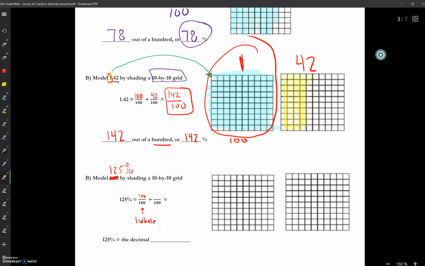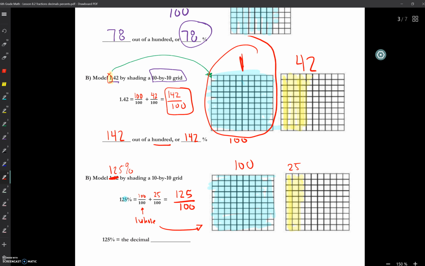And so now I'm going to take my one whole and I'm going to shade it in over here. So I'm going to shade all this in here. There's my one whole shaded in. So I have 100 shaded, and then now I just need 25 shaded, and so I'm going to put 25 over here. And so I'm going to shade in 25: 10, 20, 21, 22, 23, 24, and 25. And so I have 100 shaded here, and I have 25 shaded here. So this would equal 125 total shaded out of 100.